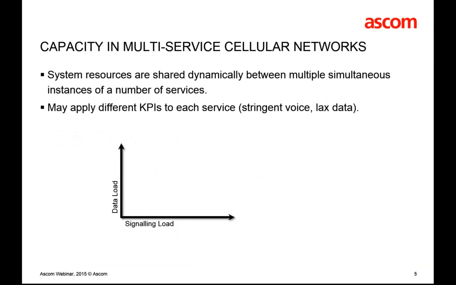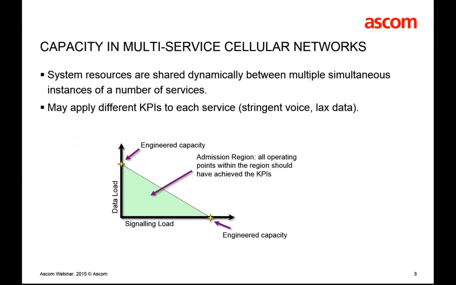Here's another example. I've now got two different types of service. I need to support signaling and I need to support data. If I only considered a signaling load, then there's got to be some maximum engineered capacity there, a yellow star on an axis. Similarly for data load. Therefore, for the combination of these two, if I've set my target KPIs, say for service availability and interactive throughput, there's going to be a combination of signaling load and data load that my system can support.